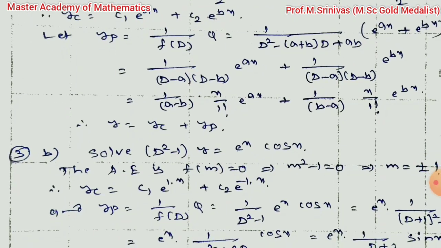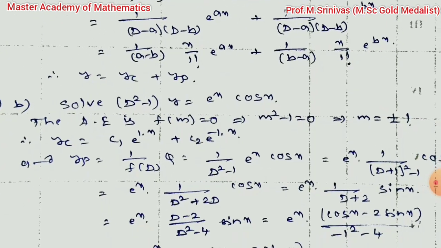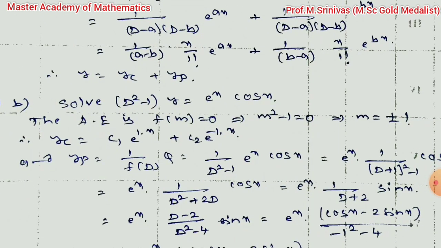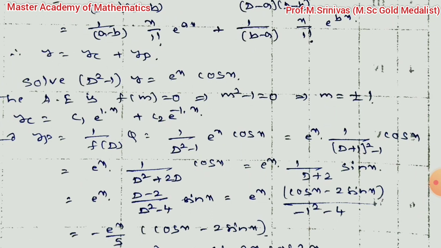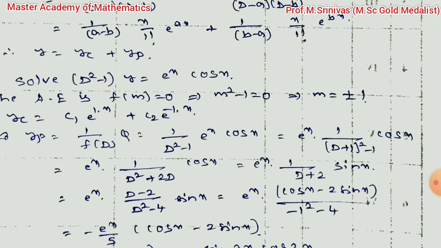Similarly third B bit. Solve (D² − 1) y = e^x cos x. So you calculate the auxiliary equation, and finally m equals plus or minus 1. Roots are real and distinct. So you get c1 e^(1x) + c2 e^(-1x). For yp, you directly substitute the right hand side, and just take e^x to the left side, so that D is replaced by D plus a. Here a means 1, so (D + 1)² − 1 and cos x as it is.